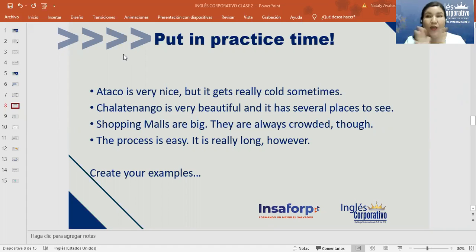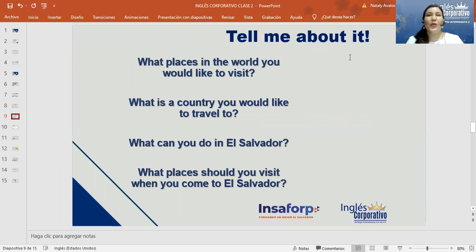Very good job. Thank you for the ones who participated with the examples. That is very, very good. Don't feel afraid of making mistakes. If you read your sentence and it is not correct, we are going to fix it, okay? Don't worry, because the idea is that you practice your English. That's the most important. I have some questions here for all of you.